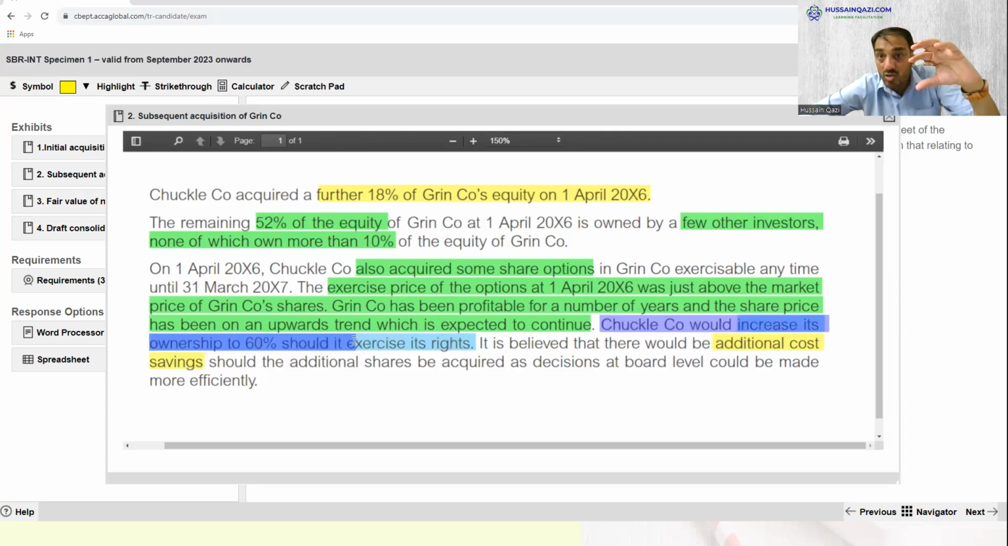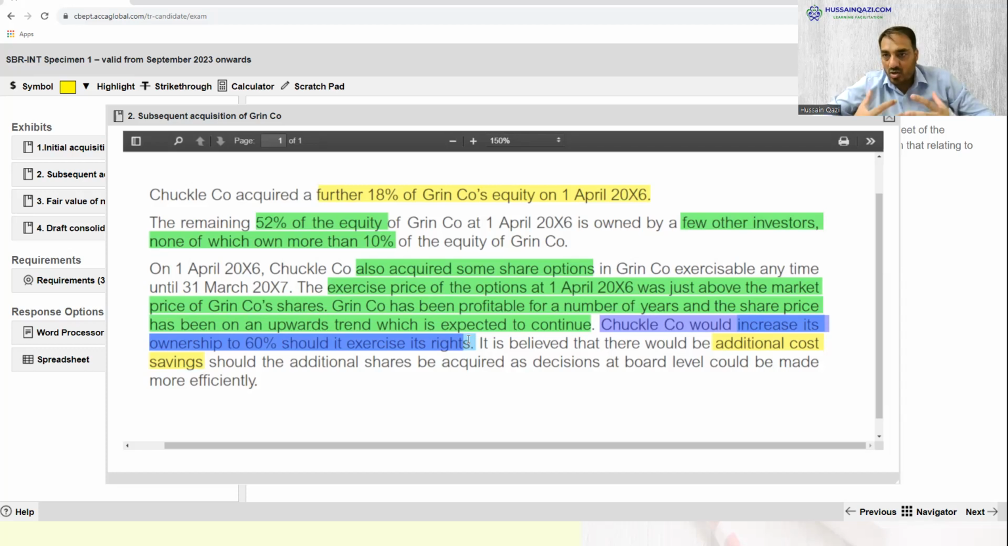Chuckles would increase its ownership to 60% should it exercise its right. That means if we consider the share option, right now it is not valuable, but there is a chance the share option becomes exercisable, and after that Chuckle will be able to control 60% of the shares. On that basis, as the second point, we can justify that Chuckle should report Grins company as a subsidiary.